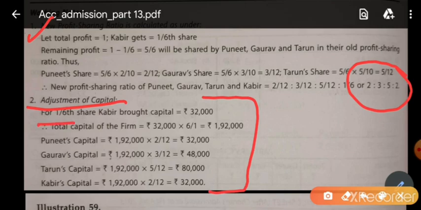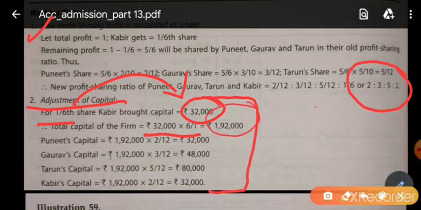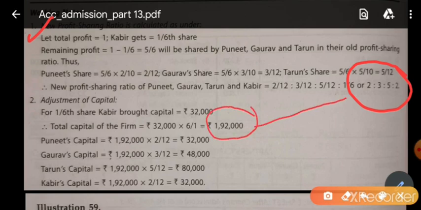So for 1/6 share, Kabir brought 32. If 1/6 is equal to 32, then what is the value of 1? It will be 32 into 6/1. So total capital will be 1,92,000 rupees. So the total capital of the new firm will be 1,92,000 rupees. And now we will divide 1,92,000 rupees in the new profit sharing ratio of the partners. The new ratio has already been calculated. So this is the total capital and this is the new ratio. Now we will divide 192 in the new ratio, that is 2, 3, 5, 2.